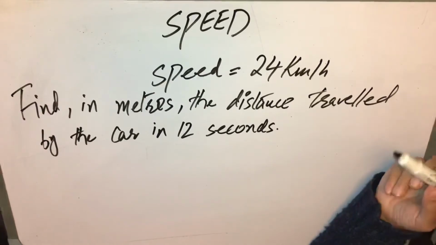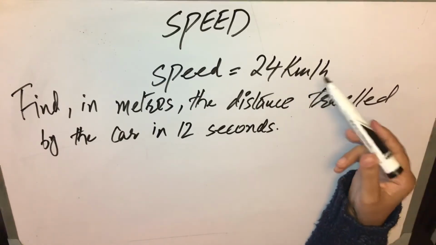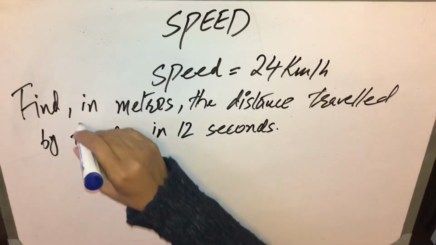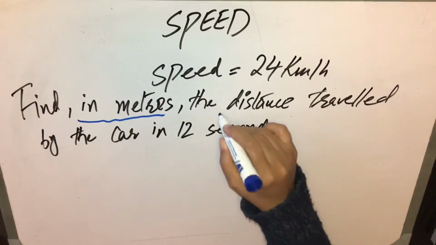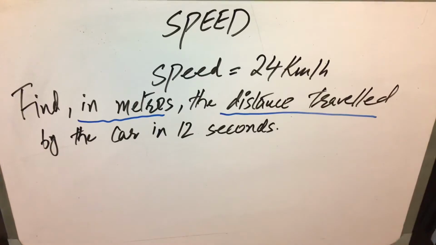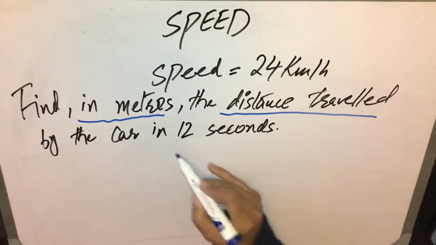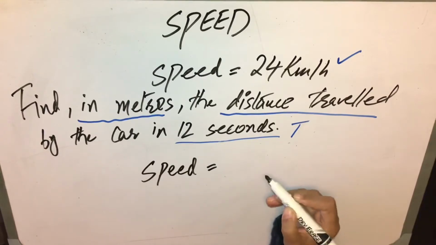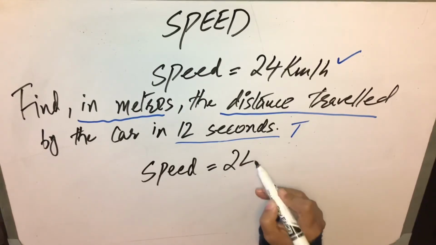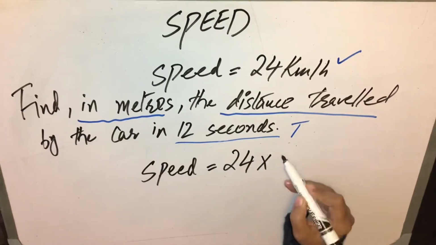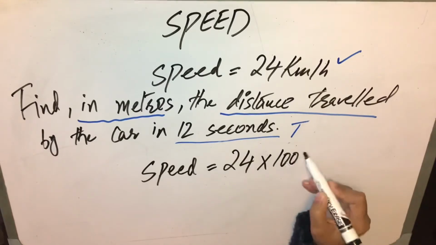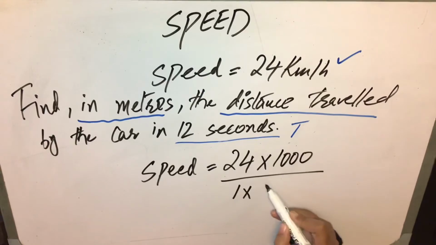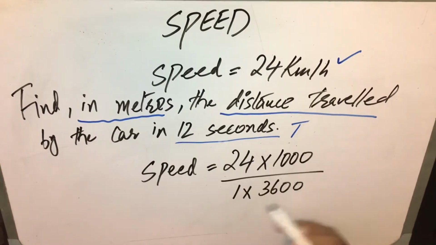One more assignment. Speed of the car is 24 km per hour and we have to find in meters the distance travelled by the car in 12 seconds. The time is 12 seconds. Convert speed into meters per second from kilometers per hour. So these are 24 kilometers. When we are going to a smaller unit, we are converting them into meters. And we have 1 hour, we have to convert it into 3600 seconds.